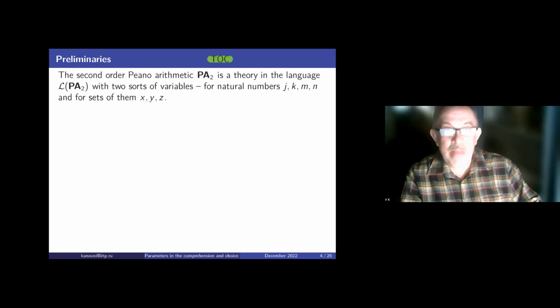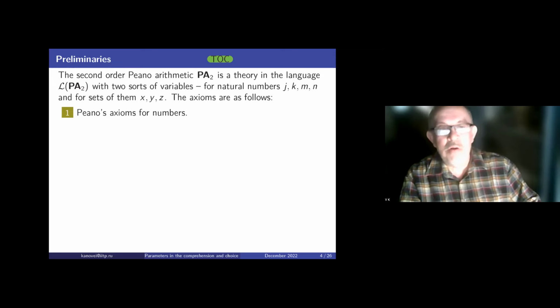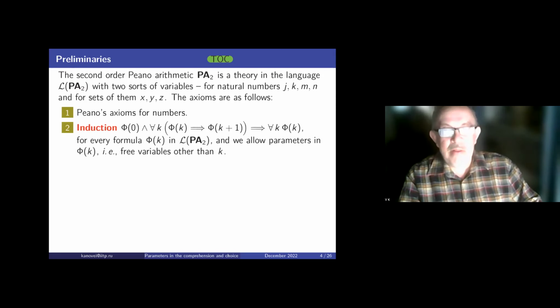Just some introduction. What is the second-order Peano arithmetic in this talk? That is, two sorts of variables, for natural numbers and for sets of natural numbers. And this theory contains, just as usual, Peano's axioms for numbers. Then induction comes as a scheme as well.